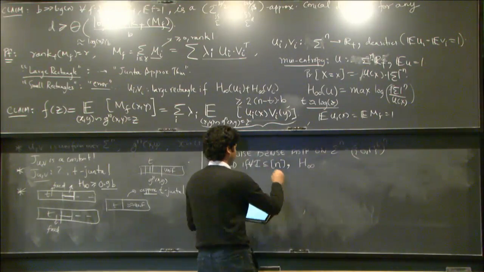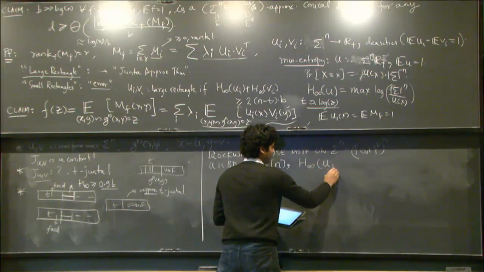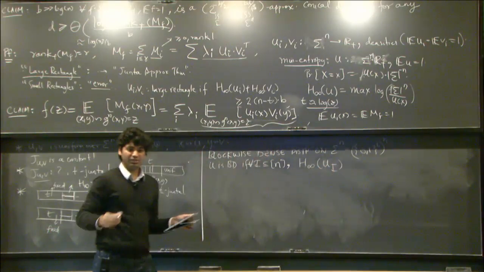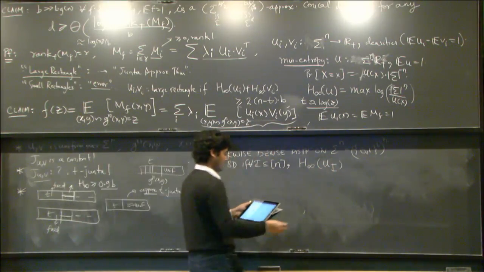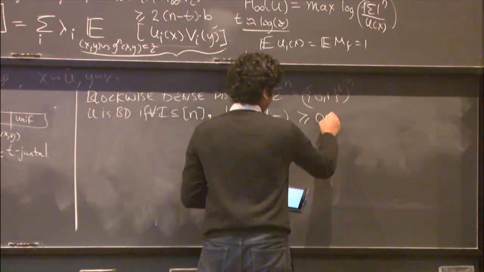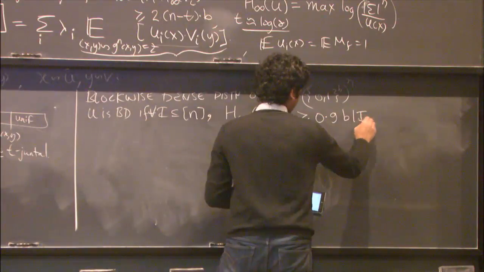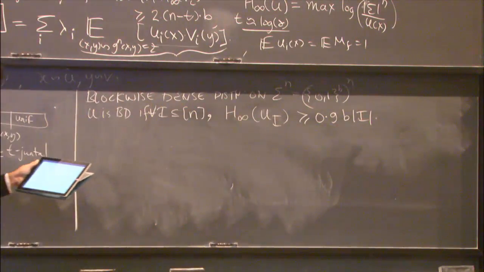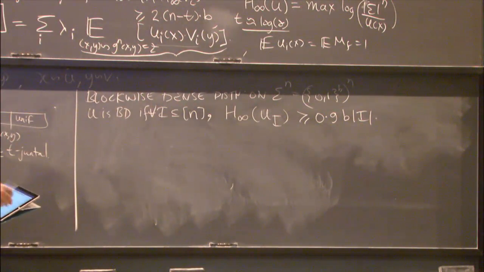Okay. So if over all blocks I, the mean entropy of the distribution restricted to the coordinates in I is close to its maximum possible mean entropy. Okay. So this is my relaxation of the notion of uniformity. Now this sort of is the relaxation of the first example, or sorry, the second example.